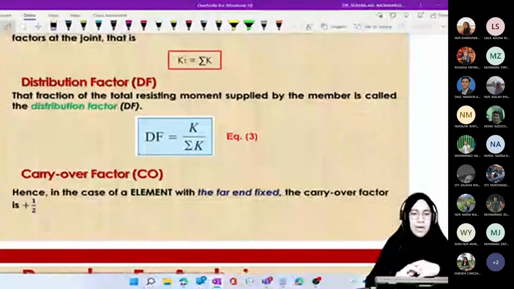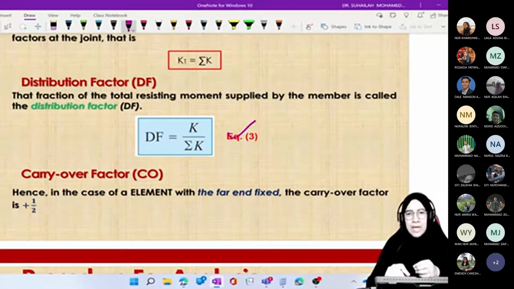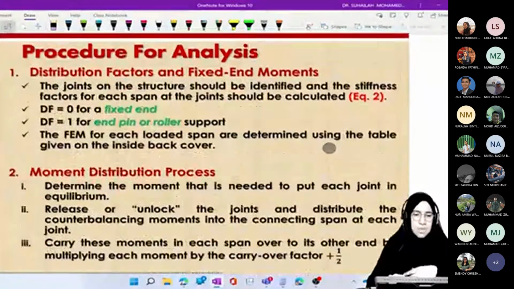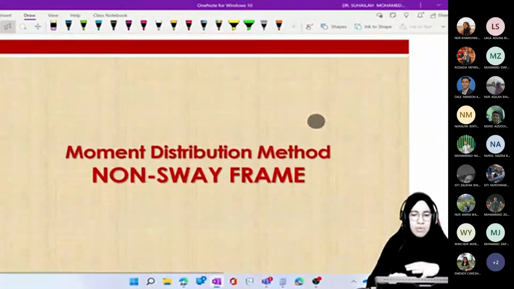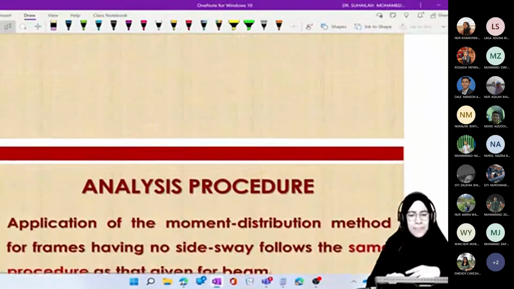Okay, and we calculate the distribution factor from this formula: K divided by total K. K is the member stiffness divided by the joint stiffness. So the procedure, we move fast. Moment distribution method for non-sway frame.